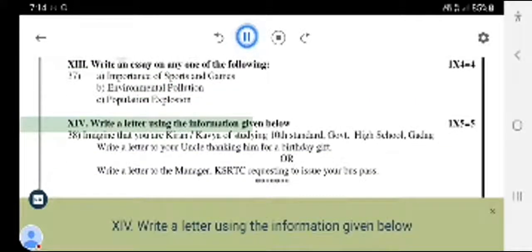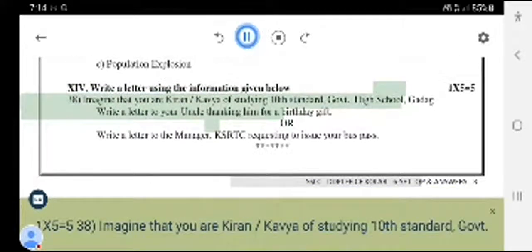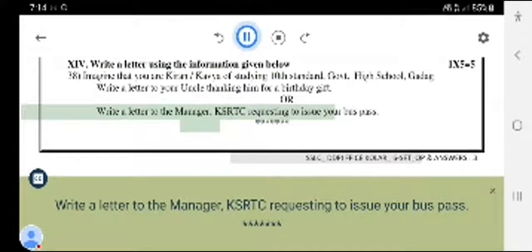14. Write a letter using the information given below. 1x5 equals 5. Imagine that you are Kiran or Kavya studying in 10th standard, Government High School, Gadag. Write a letter to your uncle thanking him for a birthday gift. OR Write a letter to the manager, KSRTC, requesting to issue your bus pass.